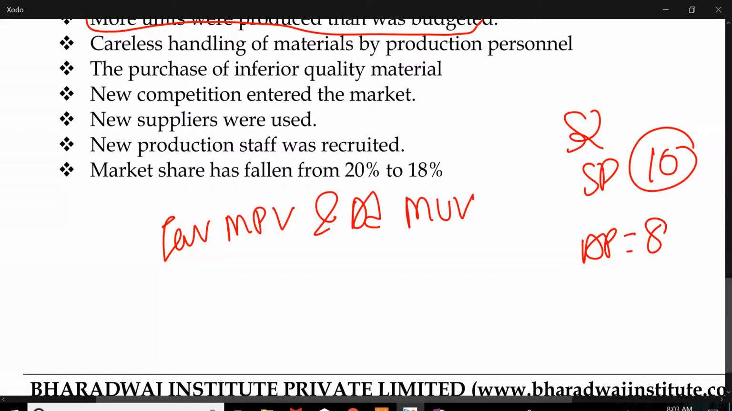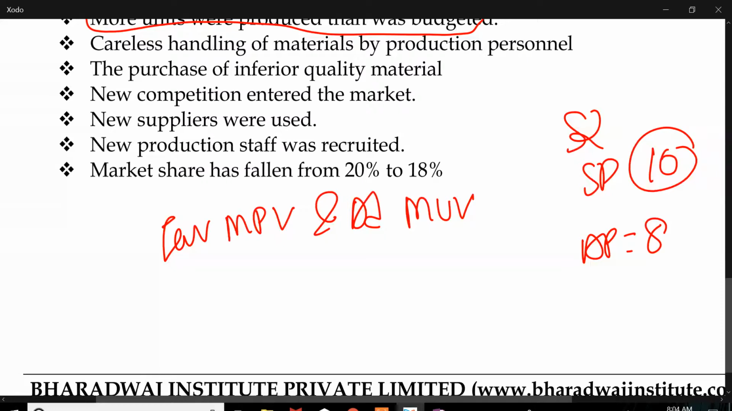So adverse efficiency and adverse price, both can happen when I've recruited more people by paying a better price, but these people are taking time to improve their productivity. Most probably in the coming months the productivity will improve and that will lead to a favorable scenario. So when you recruit new production staff, that is straight away an adverse only.